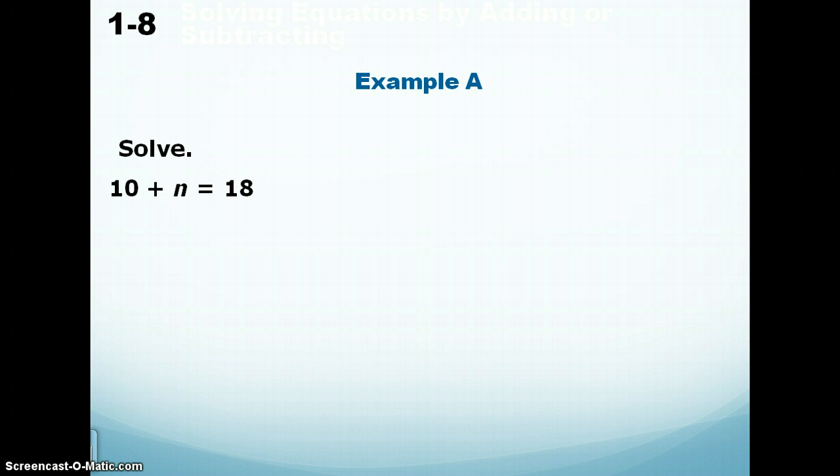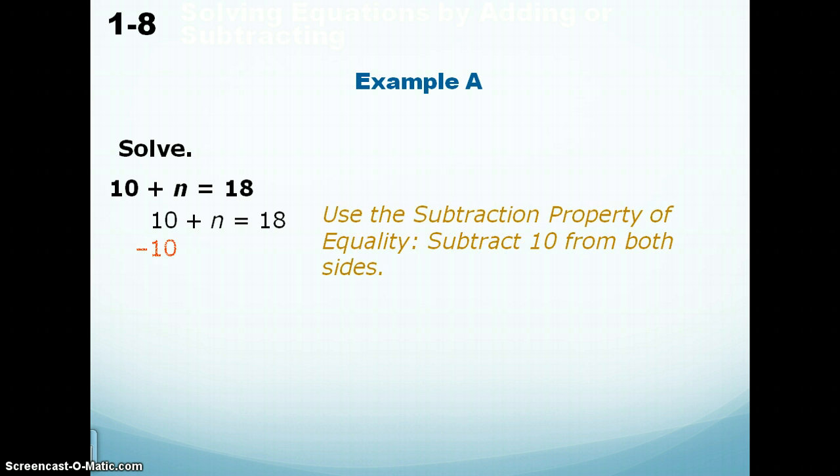So we see the variable is n. On the same side as n, we have 10. We want to get rid of that 10. So to get rid of something in math, to make it equal 0, we want to subtract 10 from both sides. The subtraction property of equality says we can do this as long as we do it to both sides of the equation.